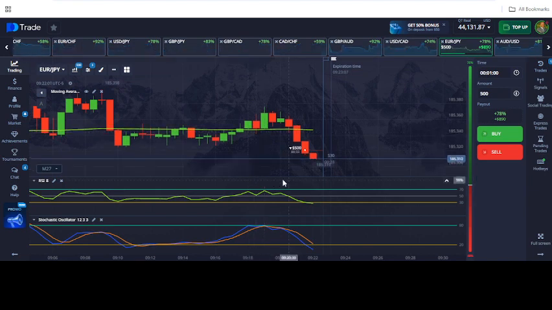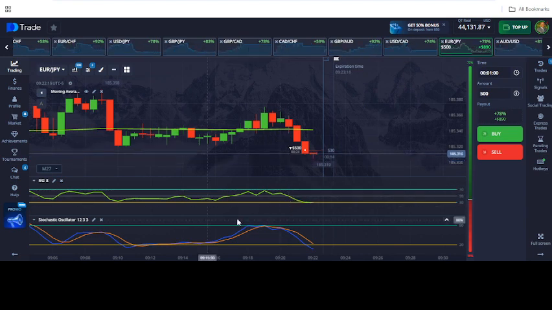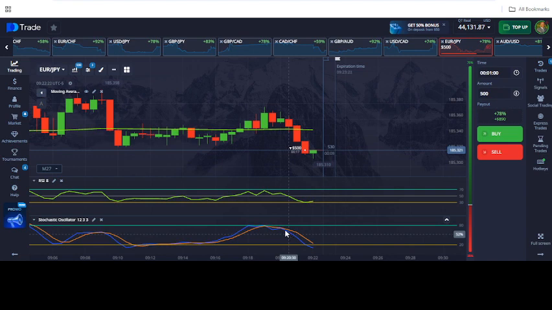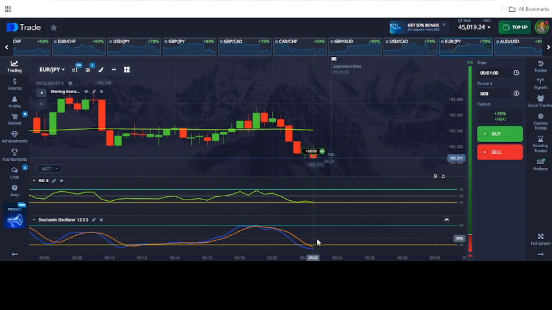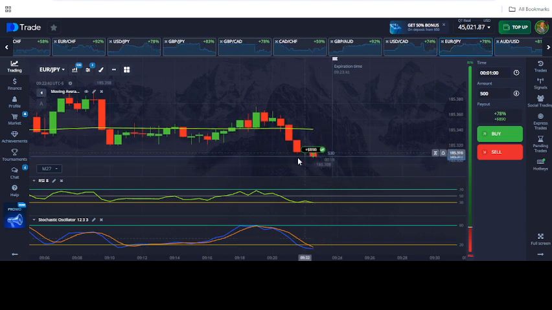Second of all, the RSI line has crossed below the 50 line in a downward direction right here. And third, we have the stochastic oscillator, the blue K line crossing below the orange D line here in a downward direction. So all of these three confirmations suggest a bearish movement to the downside over the next 60 seconds. Okay, so we won that trade. All right, so let me pause the video and look for the next setup.